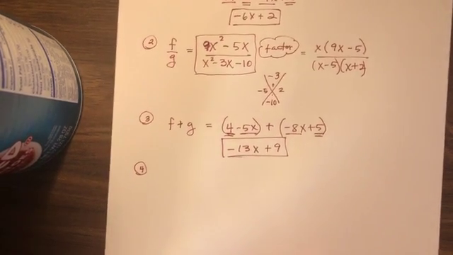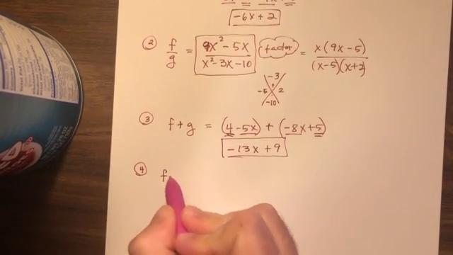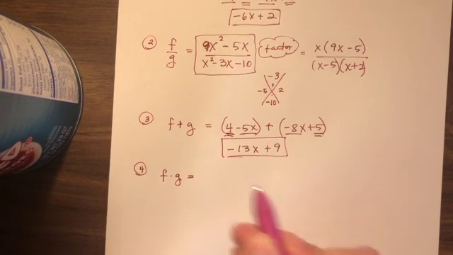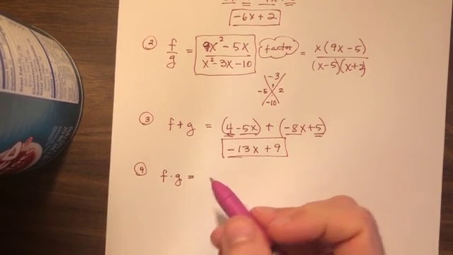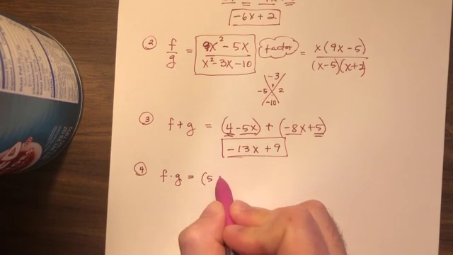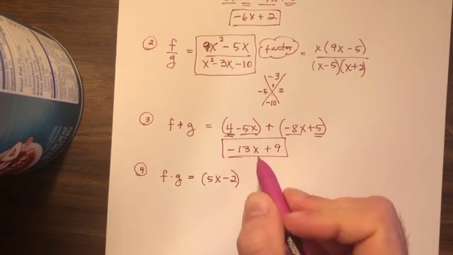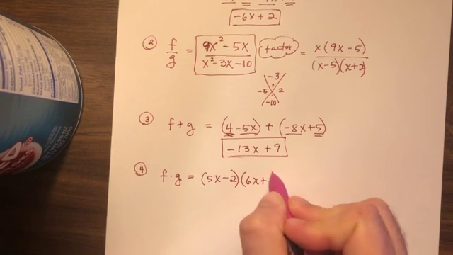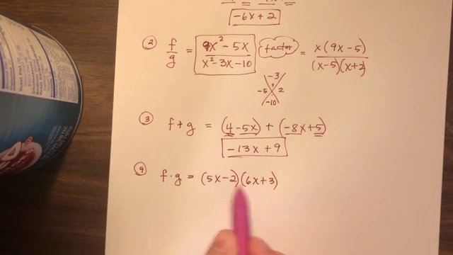And then number 4, you're asked to find fg, which is actually f times g. Maybe you already knew that. I just wanted to make sure. So here, you need the parentheses again, 5x minus 2. You need them. And then the next one, you got 6x plus 3. So what this does is it creates a binomial multiplication situation where we FOIL.